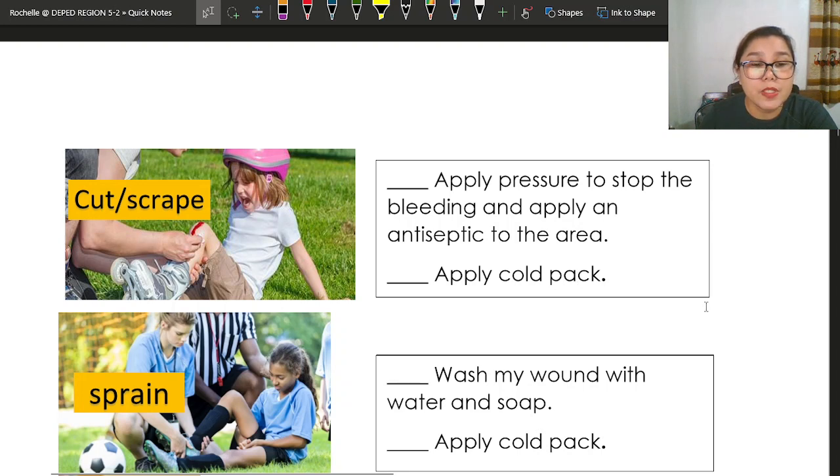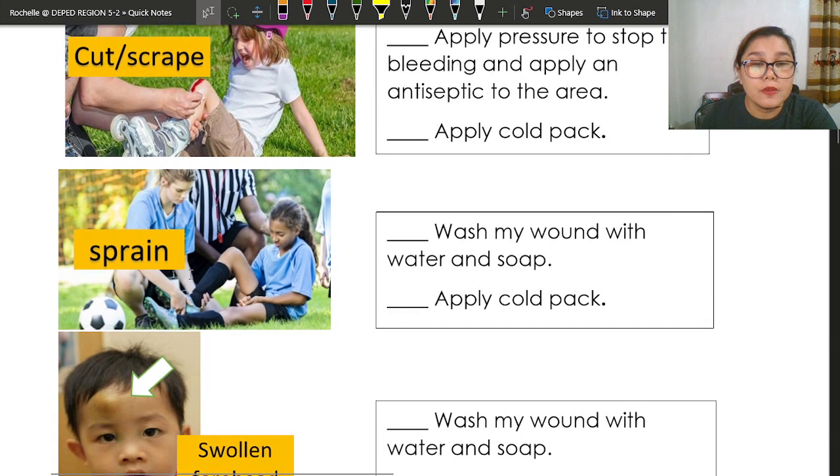Next, for sprain, yung na-overstretch ang muscle or may mga naipit na, minsan sinasabi naipit daw na ugat. For sprain, what should be done? Wash my wound with water and soap or apply cold pack.